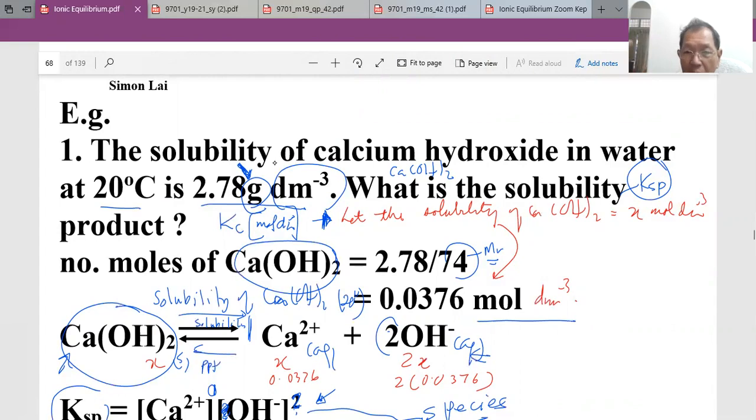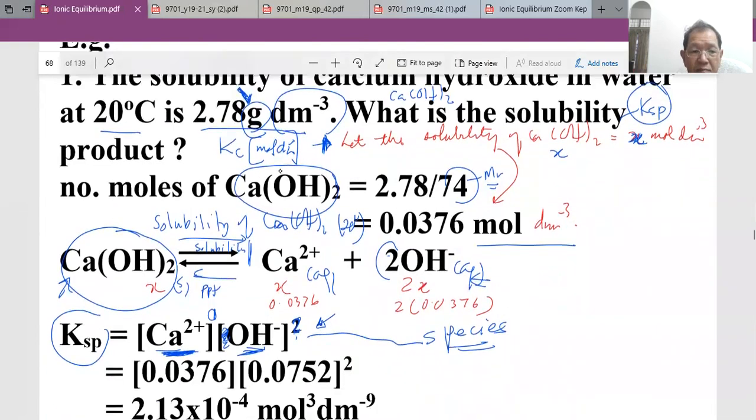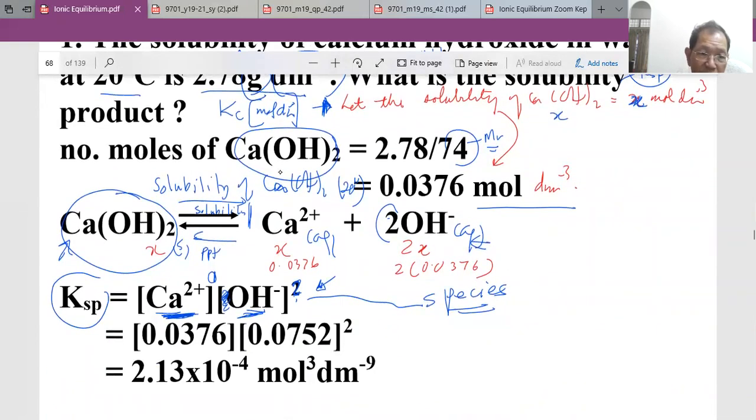Because we don't start with the correct assumption. Always start that the solubility of calcium hydroxide is X moles per dm cubed. You always start with X. It means X moles dissolve. Now when X moles dissolve, you see here, time goes to 0. I'm going to rub it off here just to make it easier for you to see.